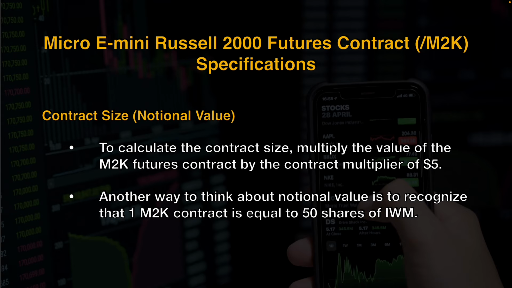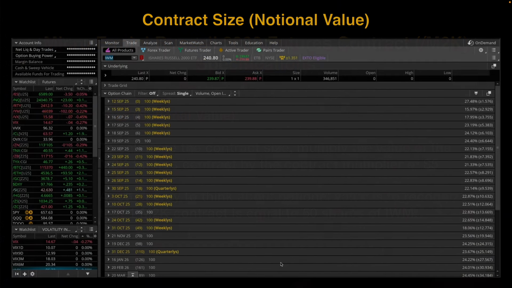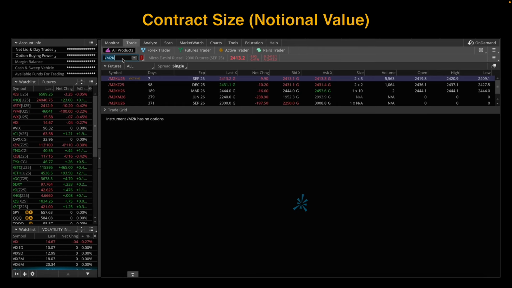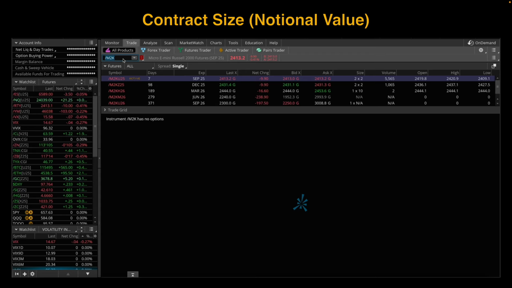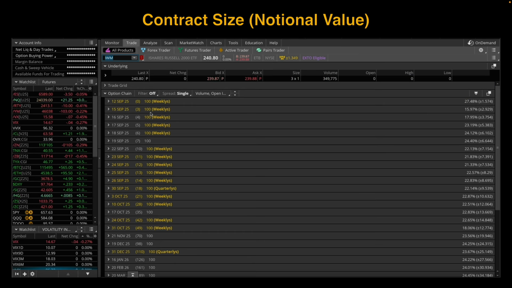Another way to think about notional value is to recognize that one M2K futures contract is equal to 50 shares of IWM. So let's hop into the thinkorswim trading platform here to calculate the current contract size or notional value for the Micro E-mini Russell 2000 futures contract given today's prices. The current price of the front month contract of /M2K is $24.13. We multiply that times the multiplier of 5 to get the value of one contract, which is equal to $12,065.